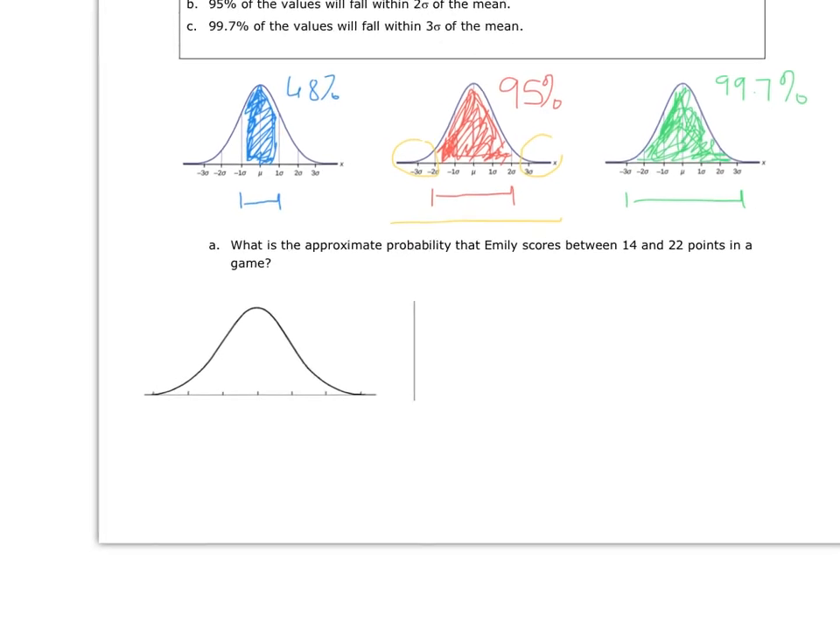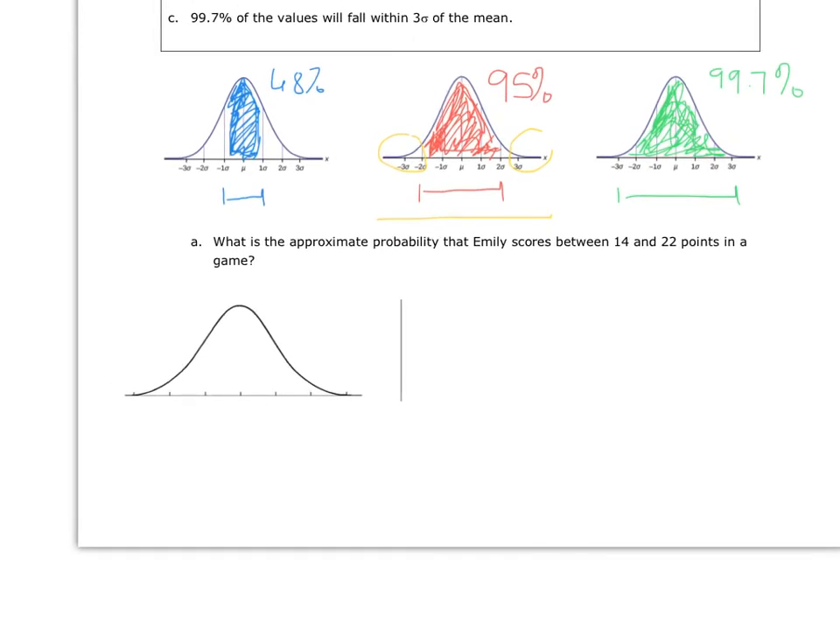Okay, so we can start with our density curve here. And again, we're going to look at these two scales, the X and the Z. For the X, for Emily, we've got a mean of 18. What we're looking for is the approximate probability that she scores between 14 and 22. So the first thing to do is to find the z-scores for those two values.